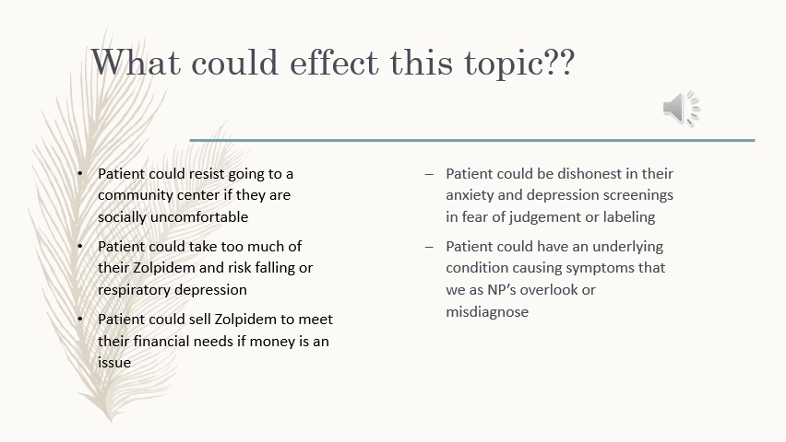They could also, in today's world, of course, sell zolpidem to meet financial needs if they're retired and maybe they didn't have as much money as they thought they would. Also, they could be dishonest in their anxiety and depression screenings in fear of judgment or labeling of some sort. Maybe they don't want anxiety or depression as a diagnosis for them, just out of pride. As we know, a lot of our older adults are prideful.